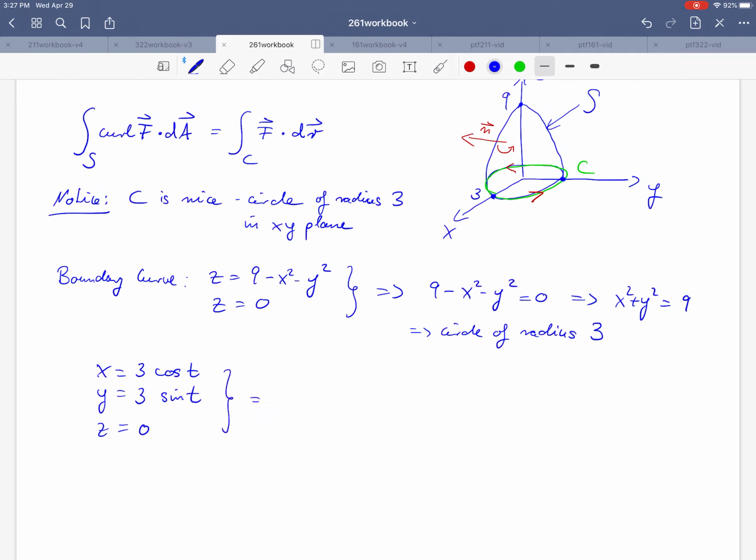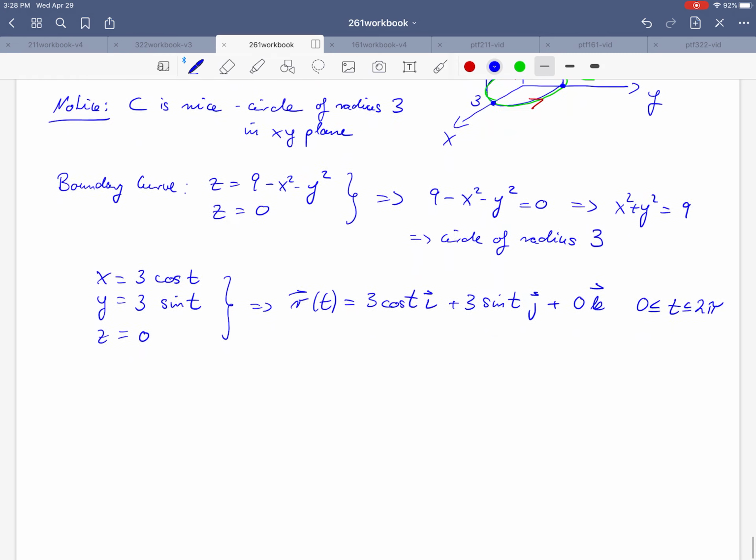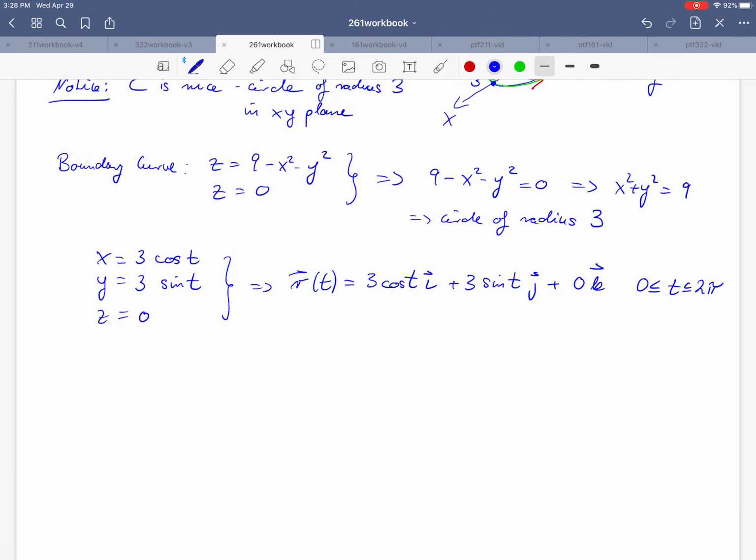And so this parameterization gives us our vector r of t, which is 3 cosine t i plus 3 sine t j plus 0k. And t goes, well, we have to go once around the circle, so we have 0 less or equal to t less or equal to 2 pi. We are most of the way. We can set up our integral now. So now we can compute our integral.